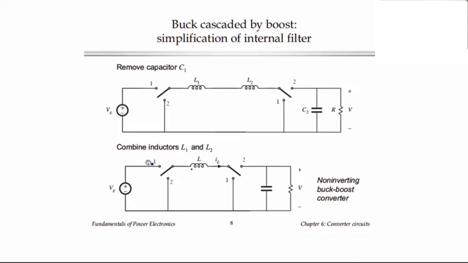So if you want to boost, we make the buck switches just always connected in position 1, and we operate the boost switches with some duty cycle to control the boost ratio. And conversely, if we want to buck, we just leave the boost switch in position 2 and we control the buck switches with some duty cycle to control the buck ratio of the converter.